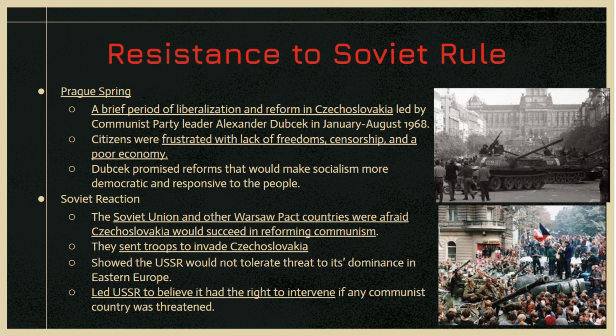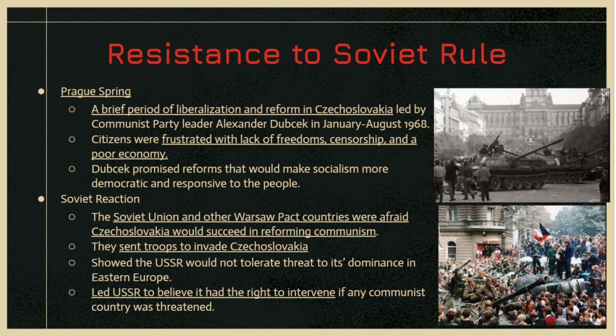Now, you may be wondering, do these satellite states in the Soviet Union want the Soviet Union to be there? In a lot of cases, the answer to that is no. They're just not strong enough to shake off the Soviet Union. So, one example of resistance to Soviet rule during this period is what's called the Prague Spring. There's a brief period of liberalization and reform in Czechoslovakia led by the Communist Party leader Alexander Dubček from January to August of 1968.